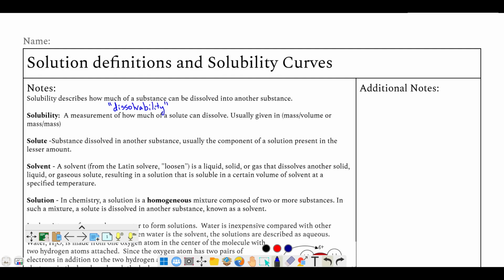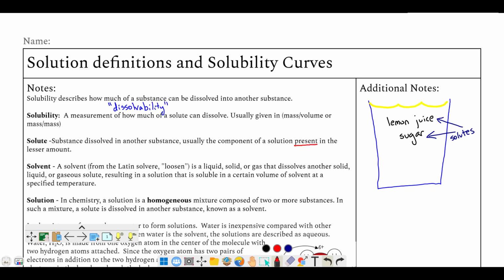Now next up is solute, and that's the substance that is dissolved into another substance. For example, let's take a picture of lemonade. Now, you know in that lemonade, there is both lemon juice and sugar, which means that both of those are solutes. Solutes are the part of a solution that is present in the smallest amount. And that's certainly true in our lemonade. There's certainly a lot more water in the solution than there is sugar and lemon juice.